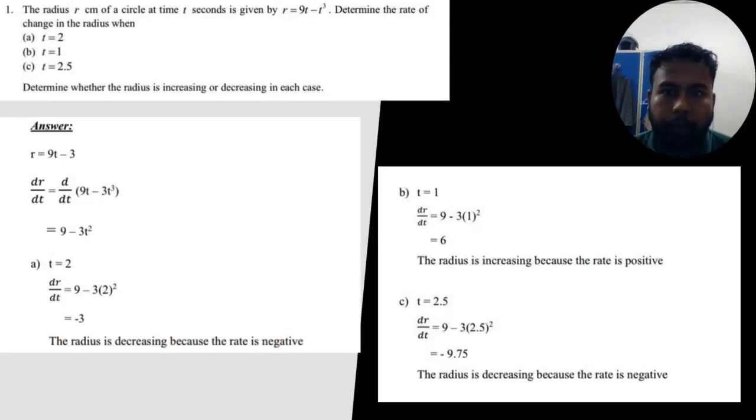The question one is the rate of change in the radius. For the equation, we have to differentiate the equation. For A, when you put t equal to 2, you will get a negative answer, which will make the radius decreasing. For B, you will get a positive answer, so the radius will be increasing. For C, you will get a negative answer, and the radius will be decreasing.